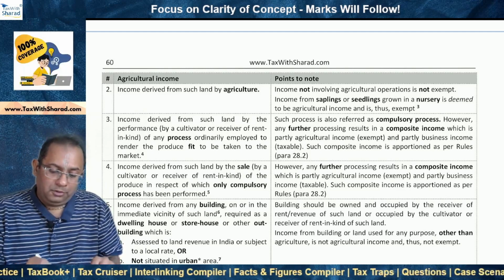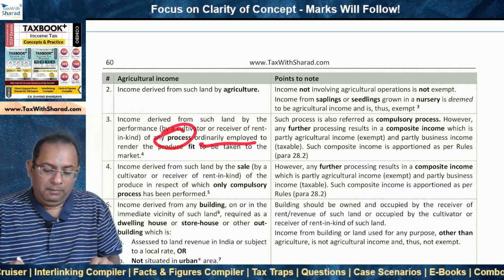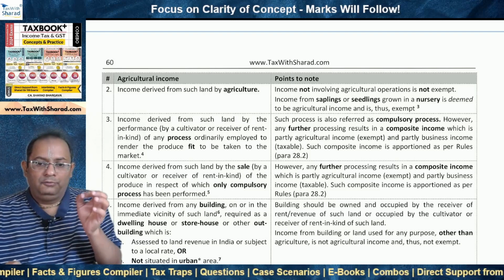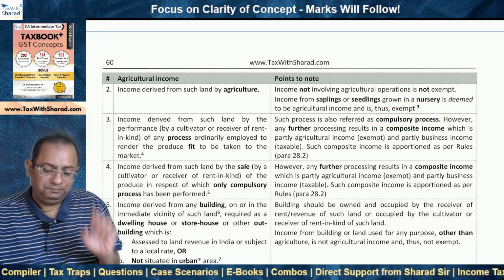So income derived from such land by the performance of any process ordinarily employed to render the produce fit to be taken to the market is also fully exempt as agricultural income, and such process is referred to as compulsory process. Clear?